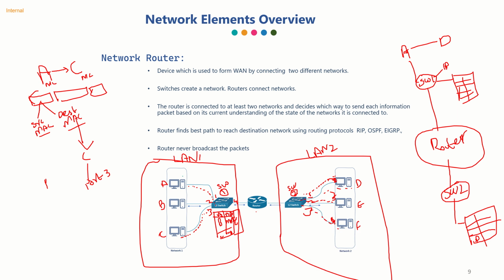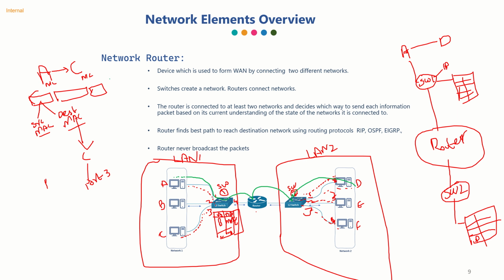Let me try to change the color. Let's put green. So if A's data comes all the way to L2, L2 sees, okay, I don't have this connected directly to me, so I'm going to send it to the router. Then the router will send it to the L2. So how does the router know? It knows. I will tell you later how it knows. And then it will check its table. Yes, D is connected to me, I know D, so then I'm going to send it to D. So this is how it's going to work. So this is what the router functionality is.